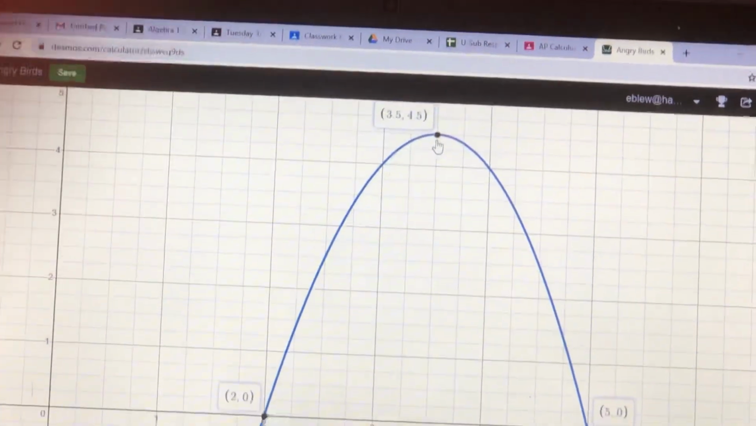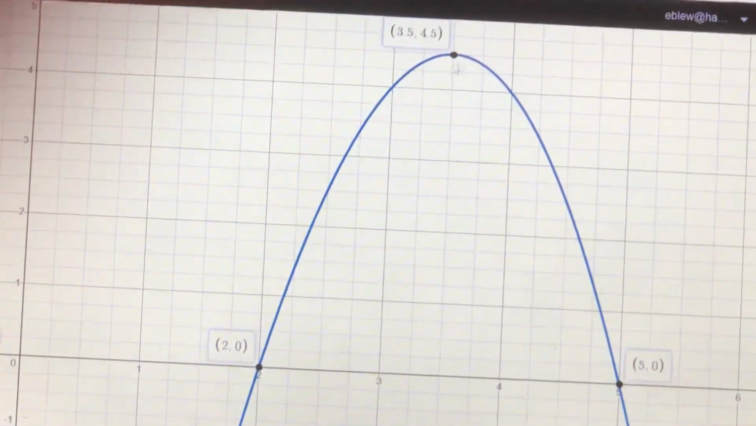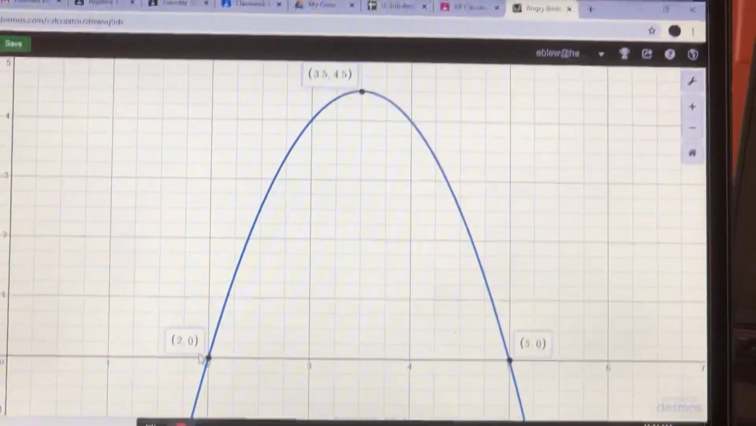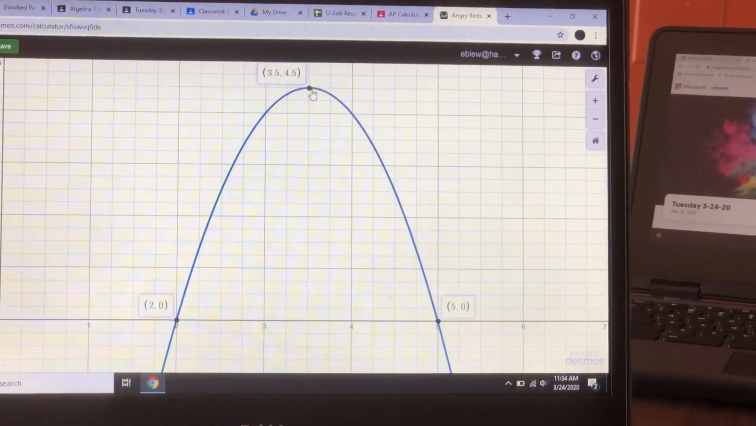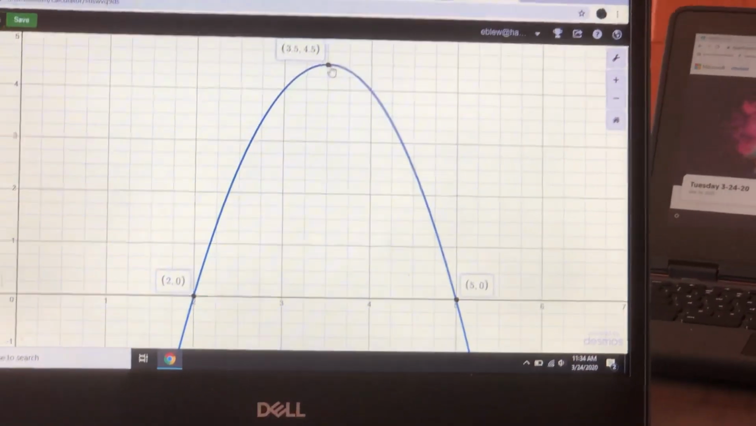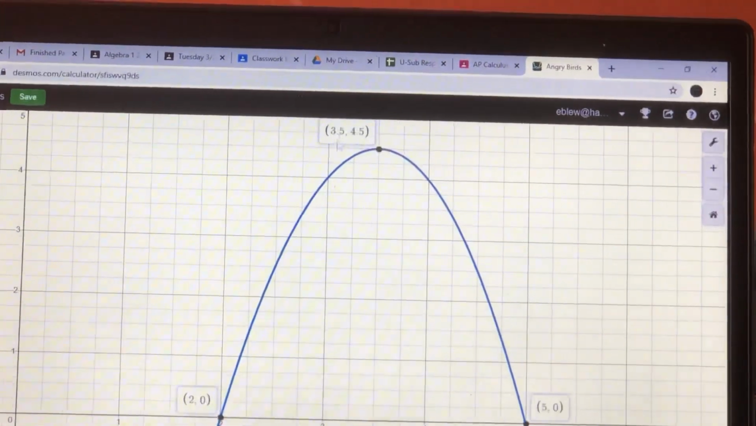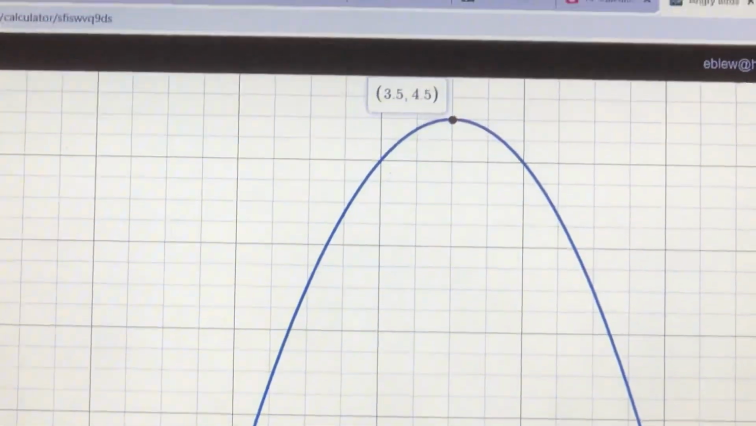Step 2, number 2 is asking us for the axis of symmetry for the parabola that defines the bird's height. Now remember, the axis of symmetry is a vertical line that passes exactly through this vertex. So the equation for it is going to be given by the x-coordinate of the vertex. In this particular case, the x-coordinate of the vertex is 3.5.